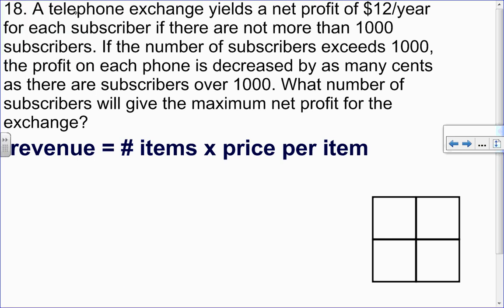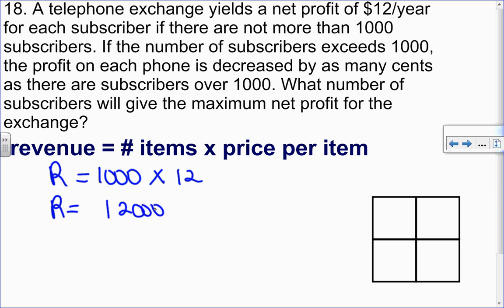Okay, in this profit question here, we have a telephone exchange company that has a profit of $12 a year for each subscriber if there's not more than 1,000 subscribers. So currently the revenue is the number of items, which are the 1,000 subscribers, times the price per item, which is a total revenue of 12,000.